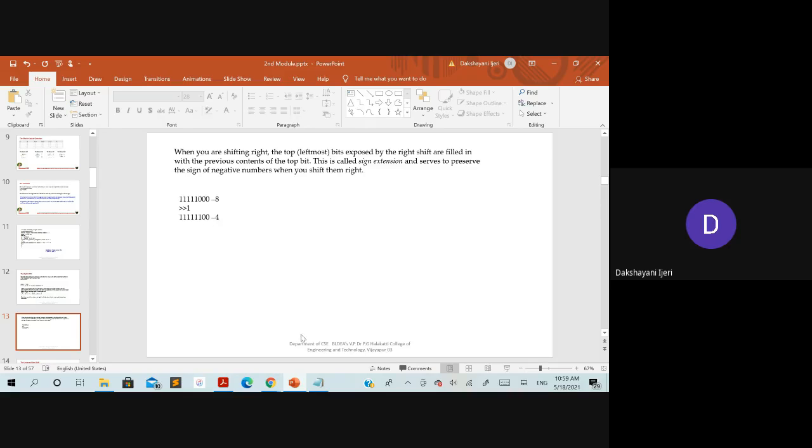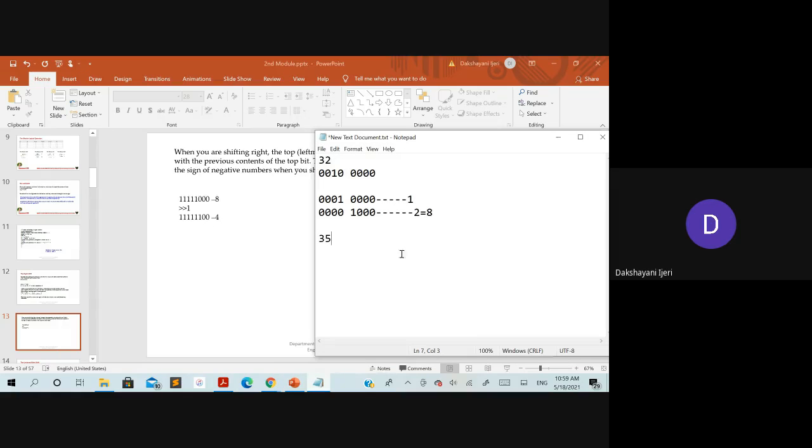So we'll experiment once again with this negative number here. The value that is considered here is -8. Can anyone tell me how to convert a negative integer to its binary representation? Ma'am, by taking 2's complement. Yes, by taking the 2's complement.